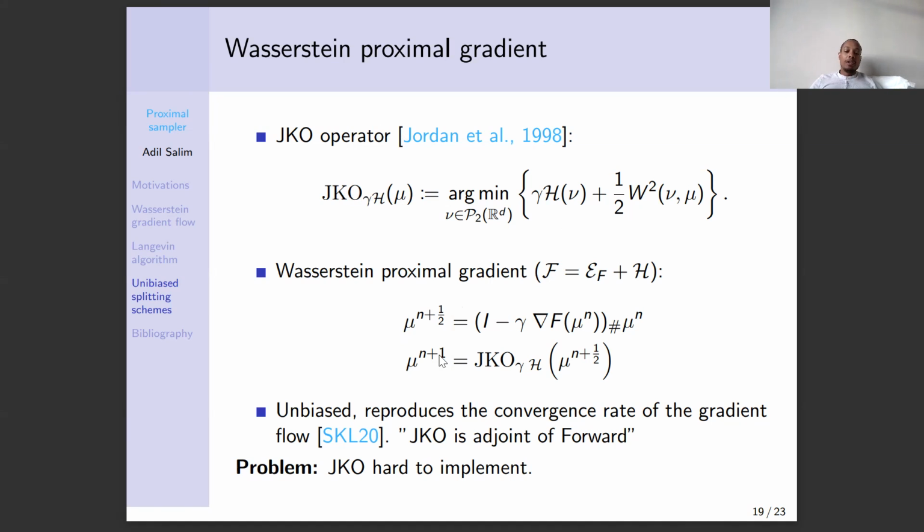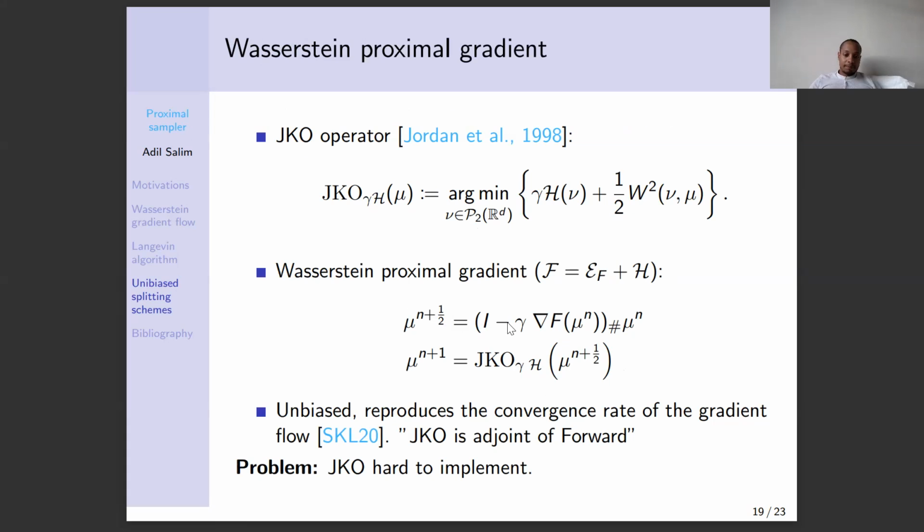So basically you replace the flow step by this weird step, and if you do that, you obtain an unbiased algorithm which leaves mu star invariant and which reproduces the convergence rate of the Wasserstein flow. The problem of this approach is that we don't know how to implement this JKO, because it relies on the minimization of a problem over the Wasserstein space, and we don't know how to do that.